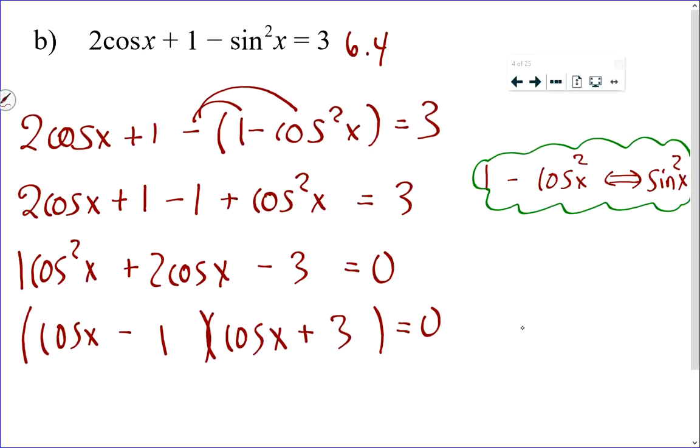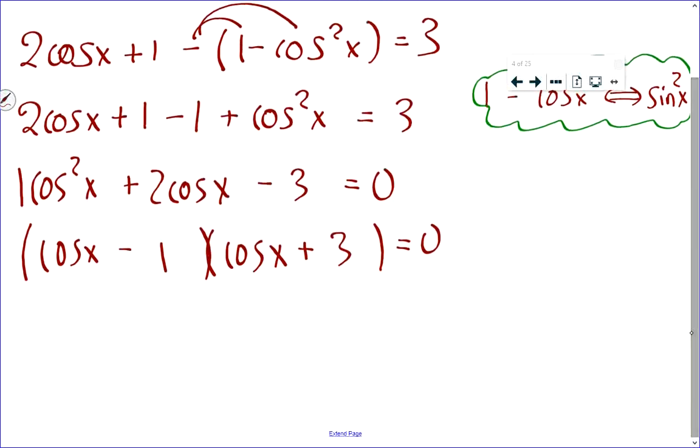Are we okay with that? I hope. Good. So now we're definitely in the realm of a simpler problem.